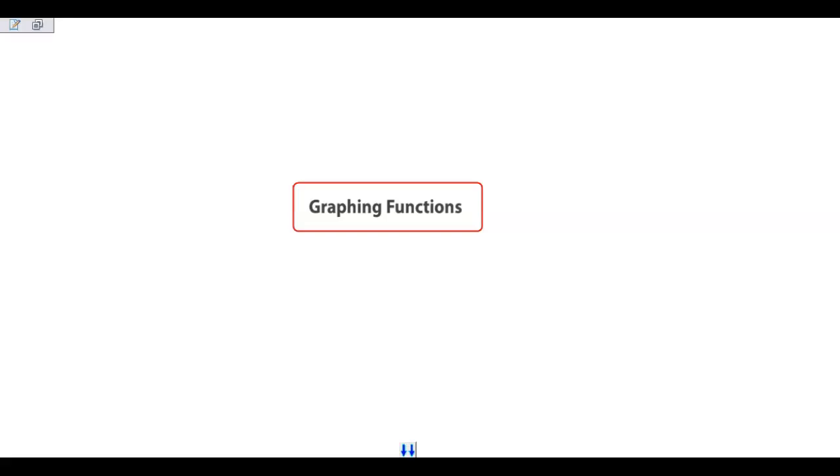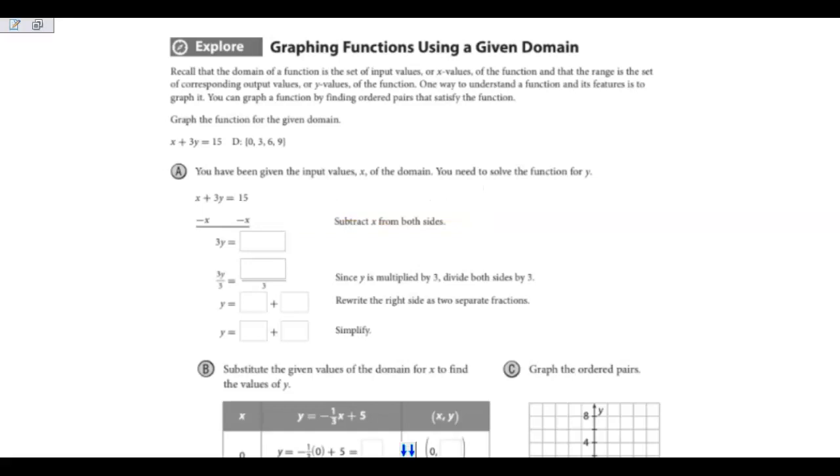So up to this point we've learned about the independent and dependent variable. We know what makes a function and why it is a function, and now we're going to practice graphing them. Graphing functions using a given domain. It's giving you a specific value for their input, and the range is the set of corresponding output values, or the y values of the function.